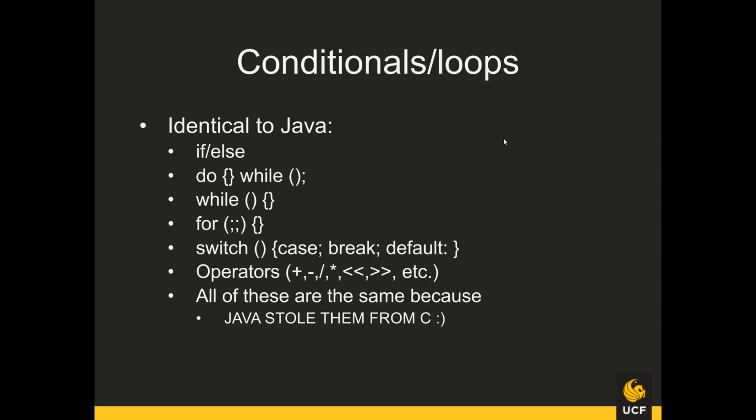So I'm not going to spend any time at all on conditional or loop structures, and that's because for the most part these are identical to what you use in Java already. If else, do while, for, at least the 3-element version of for, and then switch statements and all of the standard operators. All of these are exactly the same in C++ as in Java, because in C++ all of these things are the same as C, and Java stole all this stuff from C, so all three of those languages, all this stuff is just the same.